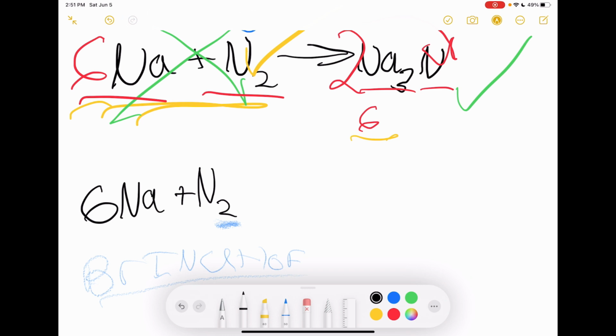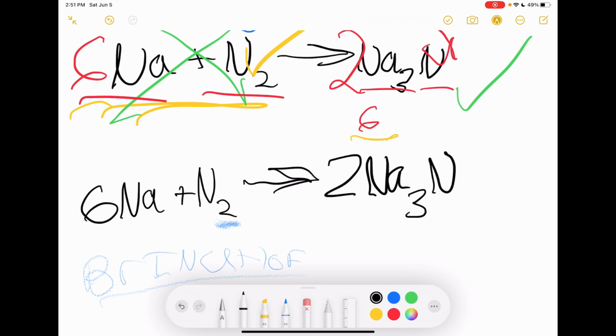Okay, going back to our lesson here, we have our arrow, which is like our equal sign. And then we have 2 Na3N. Our equation here is balanced.